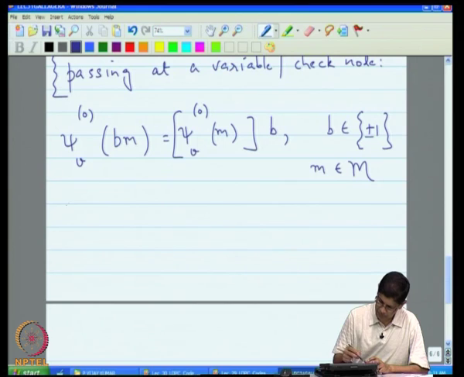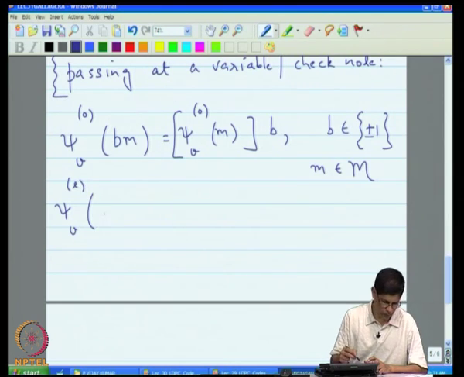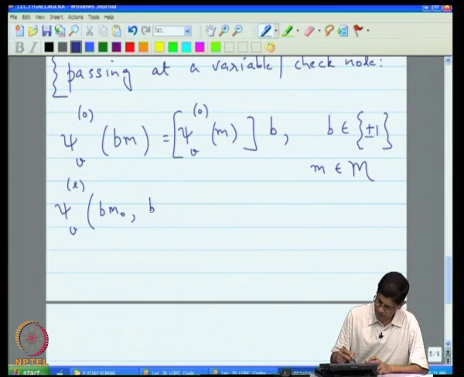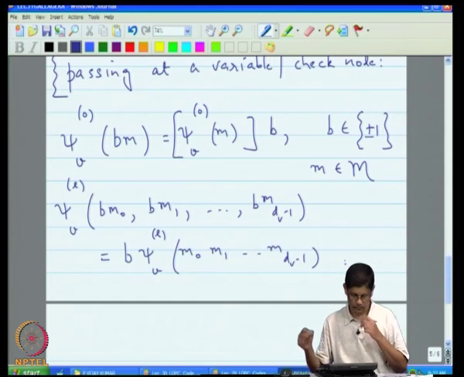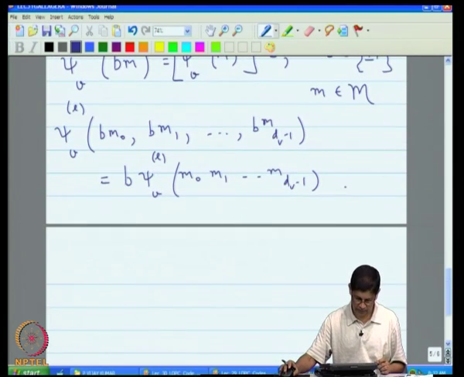We will also assume that psi v l of b m 0, b m 1, up to b m d v minus 1 is equal to b times psi v l of m 0, m 1, up to m d v minus 1. And I will come back and explain these in a second.